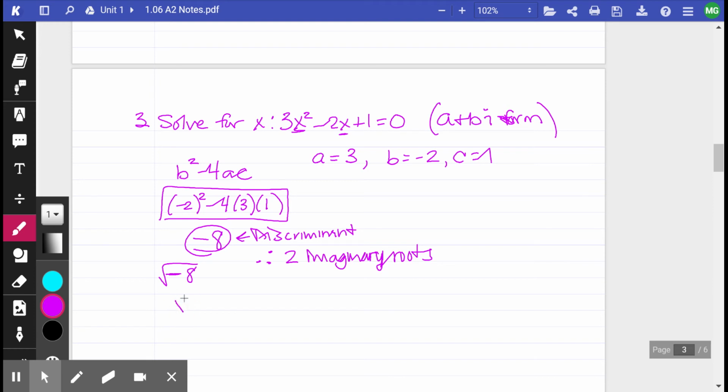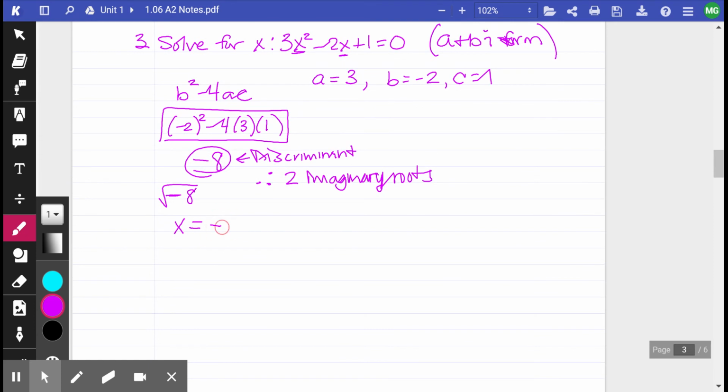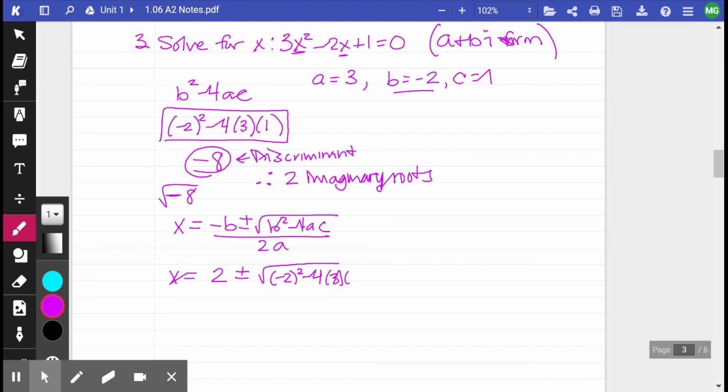Pause the video, take a moment to write out your quadratic formula from memory. So x equals -b plus or minus the square root of b squared minus 4ac all over 2a. And then we're going to substitute in. We have -b, so -2 is a 2. Show our substitutions: -2 quantity squared minus 4 times 3 times 1, all over 2 times a, so 2 times 3.